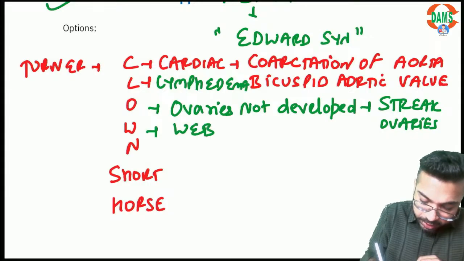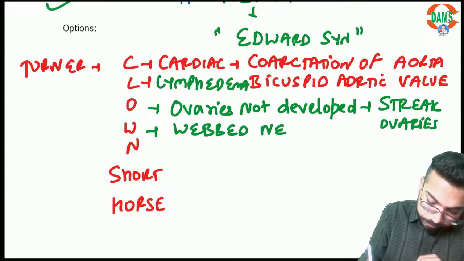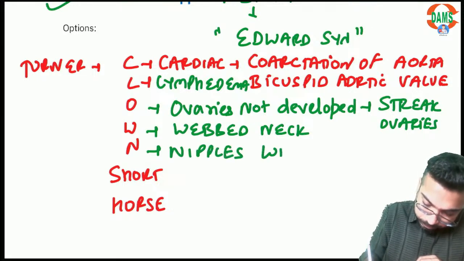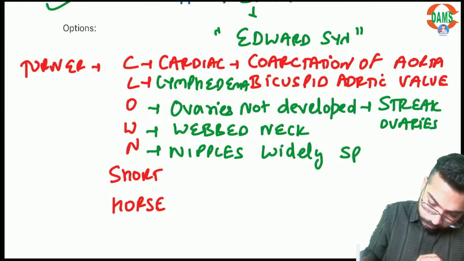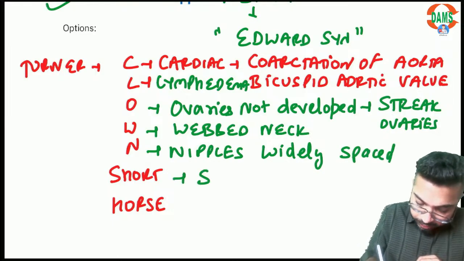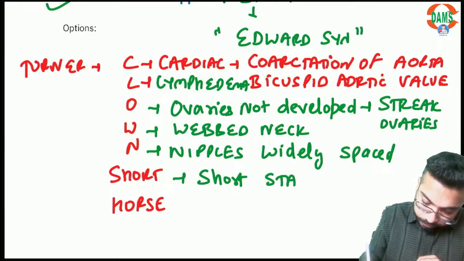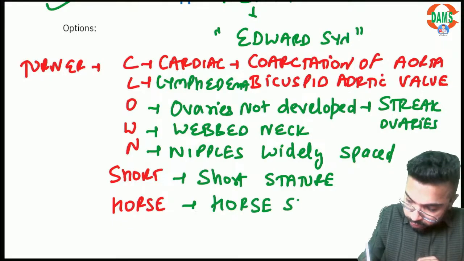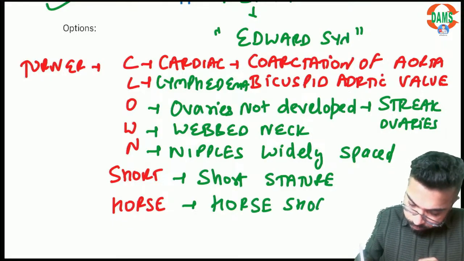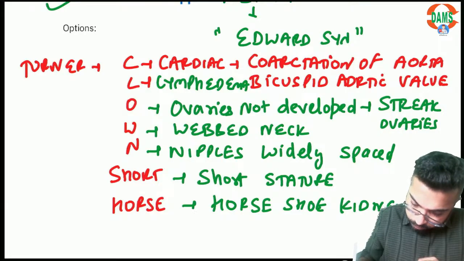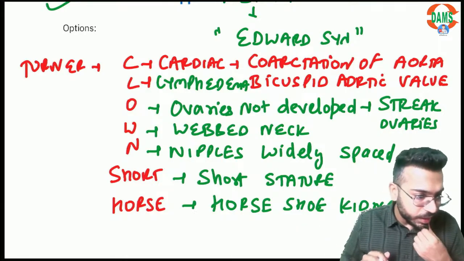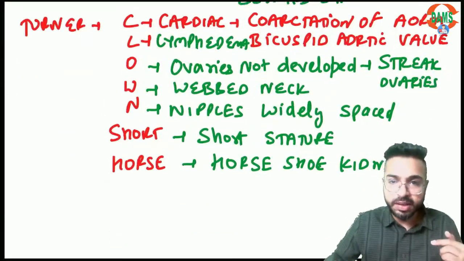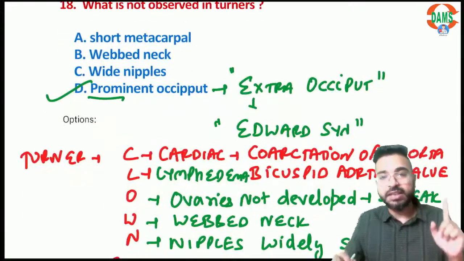W for webbed neck. N for the nipples, which will be widely spaced. Short for short stature. And horse for horseshoe kidney. So clown on a short horse for Turner syndrome. E for prominent occiput, E for extra, Edwards syndrome.